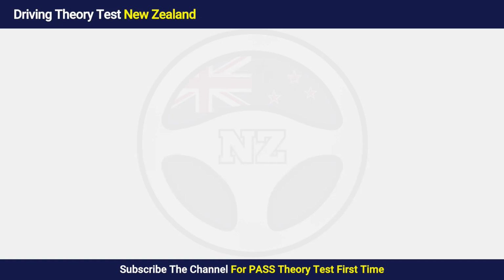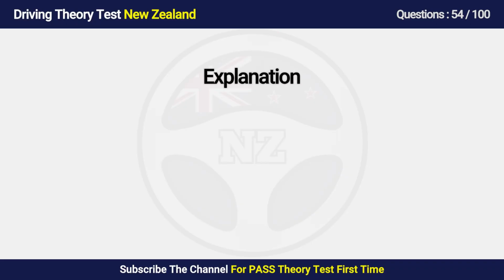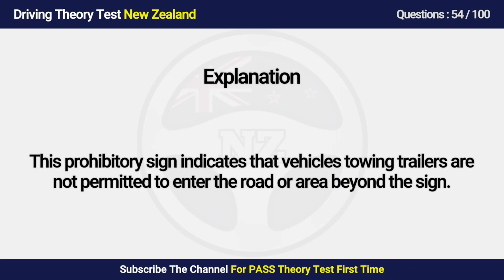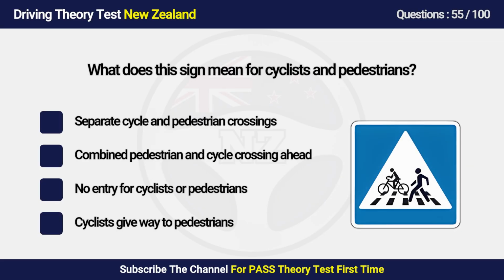to enter. Question 54. What does this sign indicate about vehicles with trailers? A. No entry for vehicles with a trailer. B. Trailers only. C. Trailers must turn left. D. Parking for trailers. Answers is A. No entry for vehicles with a trailer. This prohibitory sign indicates that vehicles towing trailers are not permitted to enter the road or area beyond the sign. Question 55. What does this sign mean for cyclists and pedestrians?